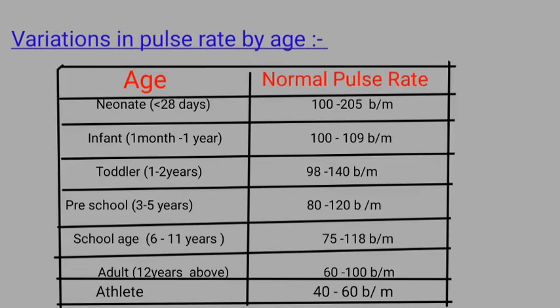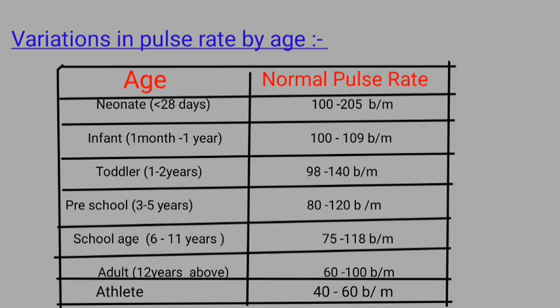Then discuss variation in pulse rate by age. First discuss age, then pulse rate. First, neonate, just 28 days, pulse rate 100 to 205 beats per minute. Then infant 1 month to 1 year, pulse rate 100 to 109 beats per minute. Then toddler 1 to 2 years, pulse rate 98 to 140 beats per minute.